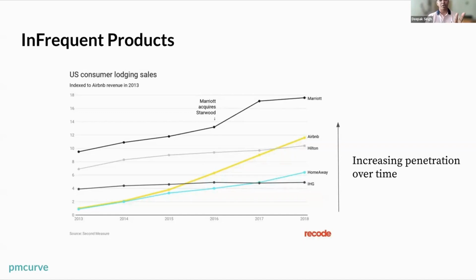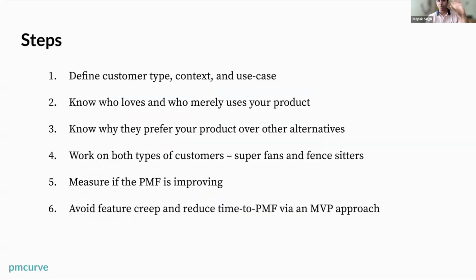So that's basically the infrequent products, and this is basically the frequent products. So you improve, you measure if it is improving. And the last part is you avoid feature creep or reduce time to PMF via an MVP approach. Now, MVP is a very abused term. Usually it's used by business teams when they want something shipped quickly. It's used by product teams if they're shipping a software product, right? But I'm not here to comment on the bad things that happen. I'm here to give you a sense of how you can use MVP to reduce time to PMF or reduce feature creep in your product.